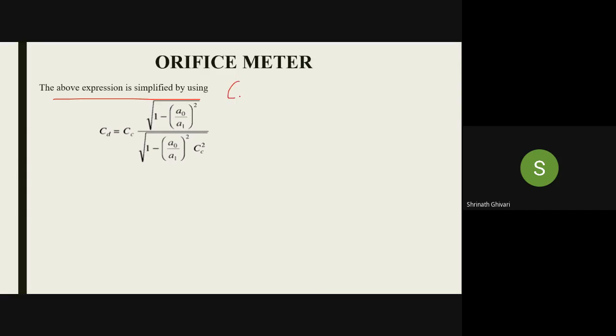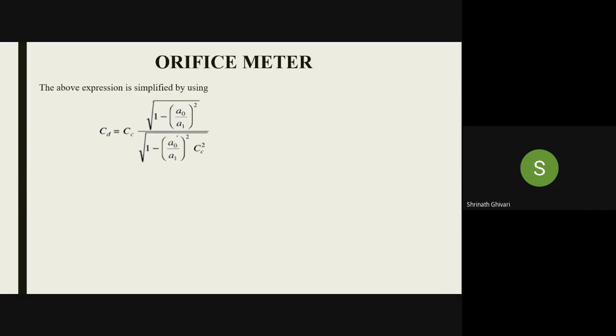This is why, because CD equal to CC into CV, where CD is the coefficient of discharge, CC is the coefficient of contraction, and CV is the velocity coefficient or coefficient of velocity. So using this, CD equal to CC into CV. CV value is actual velocity by theoretical velocity. And CD I have told you is Q actual by Q theoretical. So both are there here.